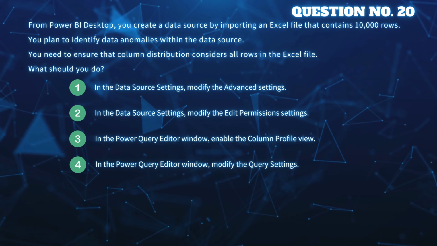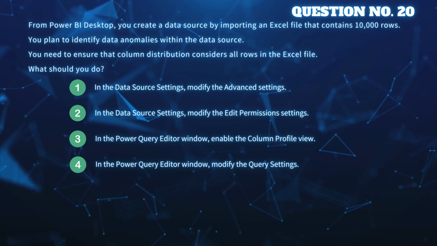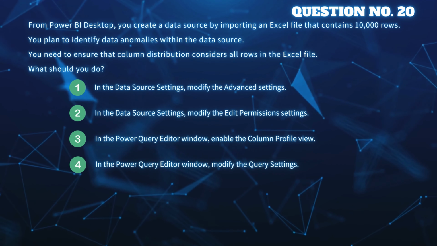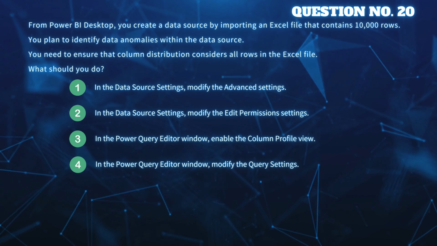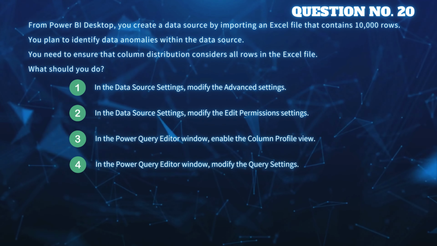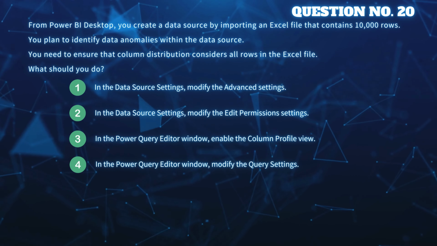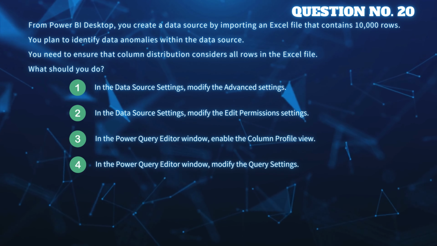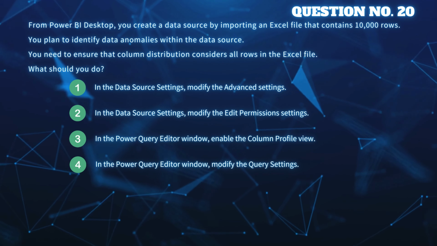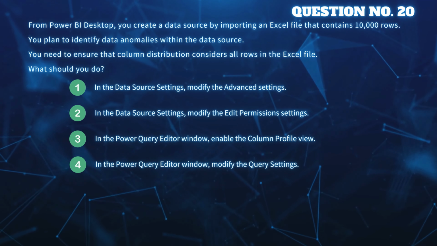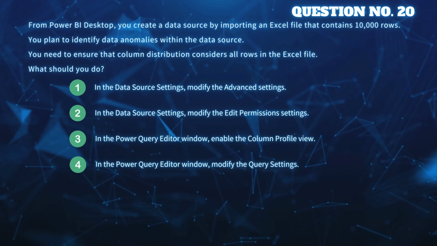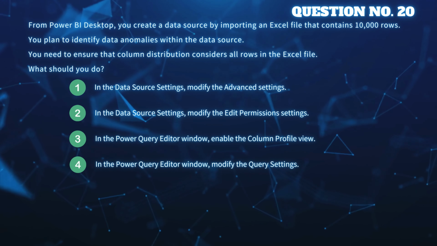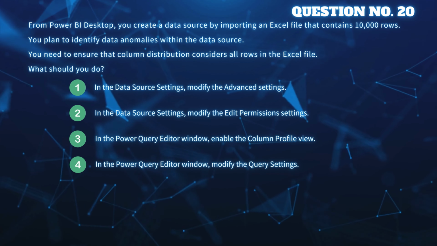From Power BI Desktop, you create a data source by importing an Excel file that contains 10,000 rows. You plan to identify data anomalies within the data source. You need to ensure that column distribution considers all rows in the Excel file. What should you do? Option 1, in the data source settings, modify the advanced settings. Option 2, in the data source settings, modify the edit permissions settings. Option 3, in the Power Query Editor window, enable the column profile view. Option 4, in the Power Query Editor window, modify the query settings.